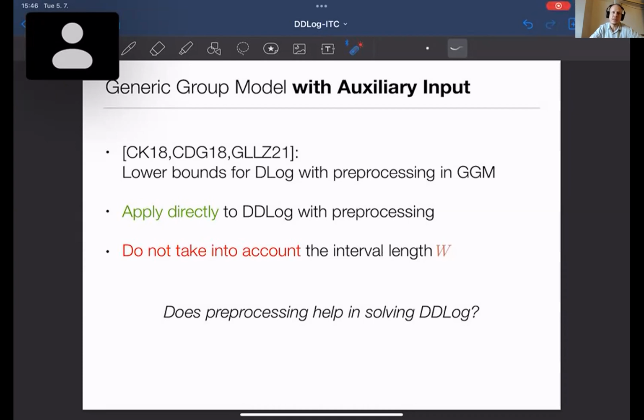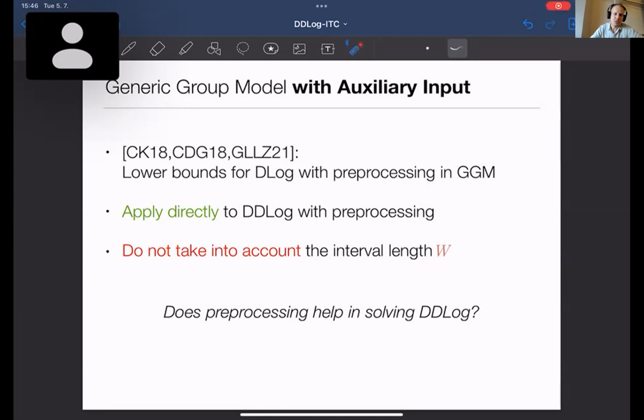However, the problem here is that these lower bounds are not very refined. In particular, what I would like to understand, and if you think about the problem for a while, you would also like to understand, is how the performance of these algorithms depends on the interval length parameter, the size of the space of the secrets in the distributed D-log problem. And unfortunately, if you just apply directly the lower bounds for D-log with preprocessing to distributed D-log with preprocessing, you will omit this dependency, and you will not get as good a qualitative bound as you would want. So this was the starting point of our work.